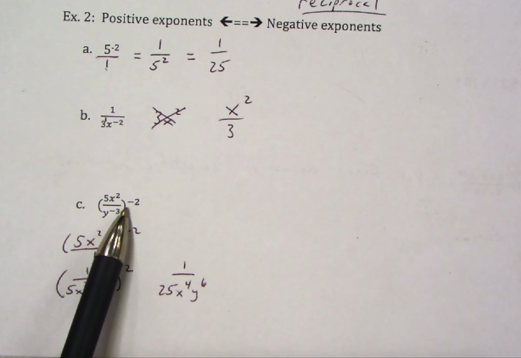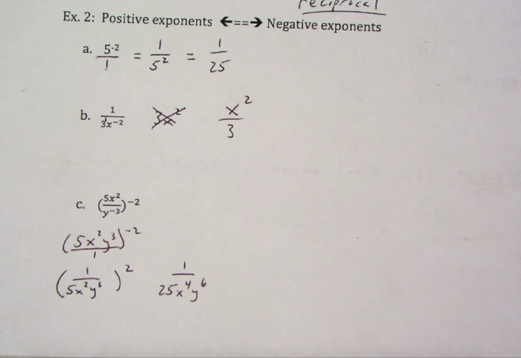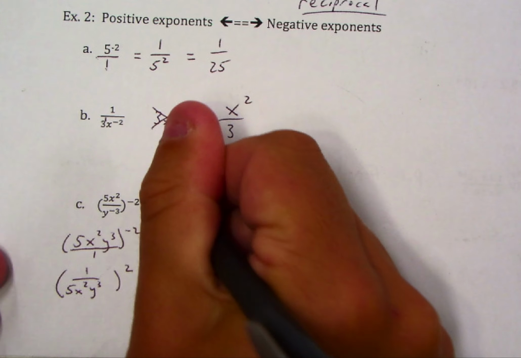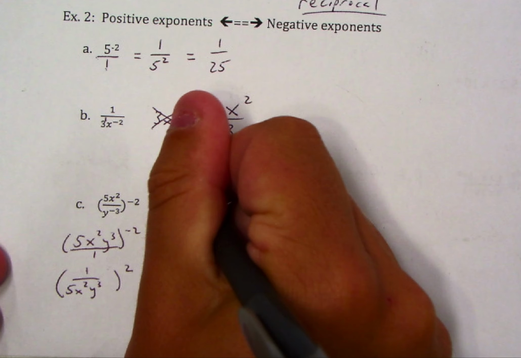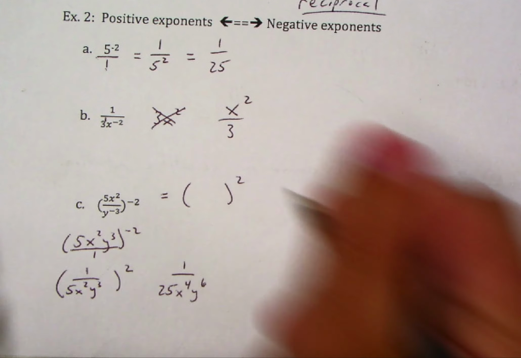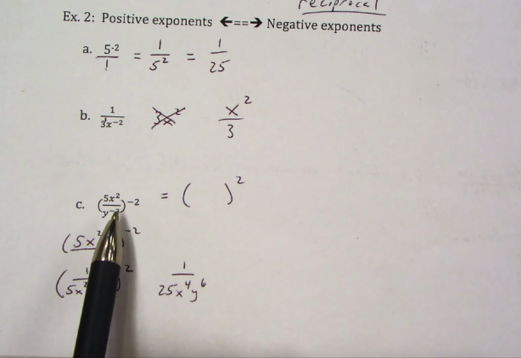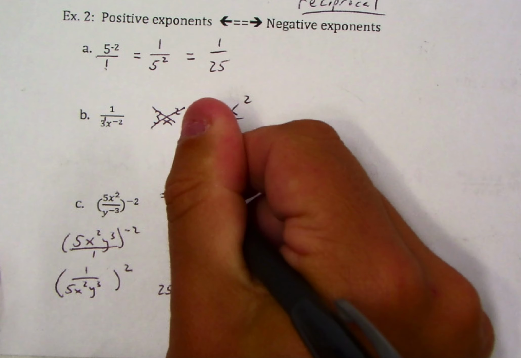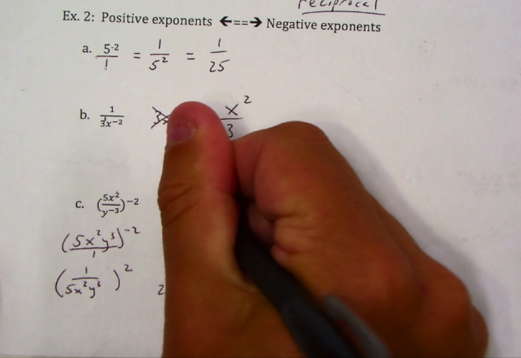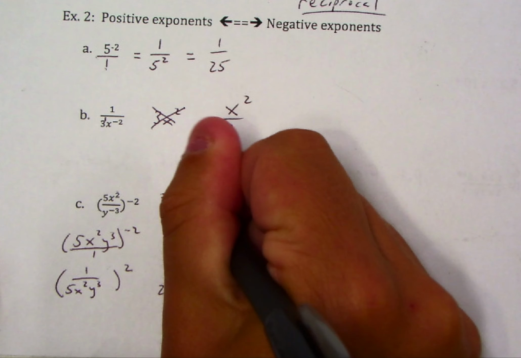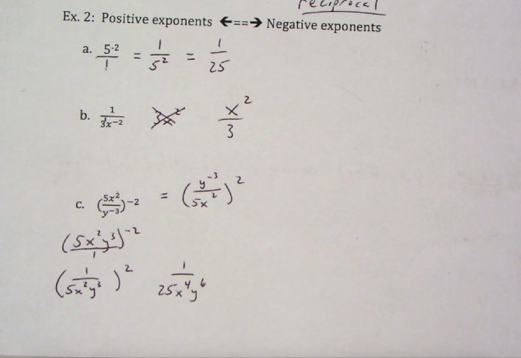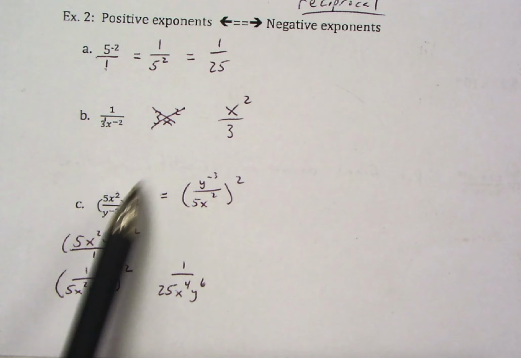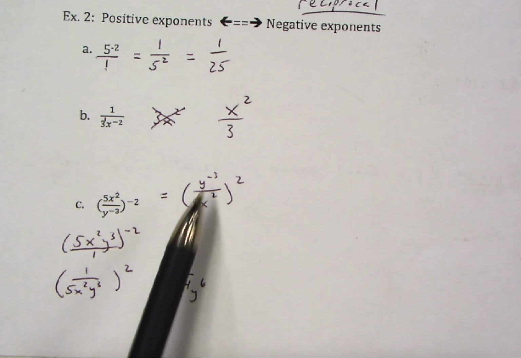Your other option, you could flip it right off the bat. I moved the y up at the beginning, but you could do this. You could make that 2 positive right off the start, and then take the reciprocal of what's on the inside. Again, no signs change when you do this except for the outer one, so you can make it be y to the negative 3rd on top, and then 5x squared on bottom. So you made the outside exponent positive and took the reciprocal of the inside.